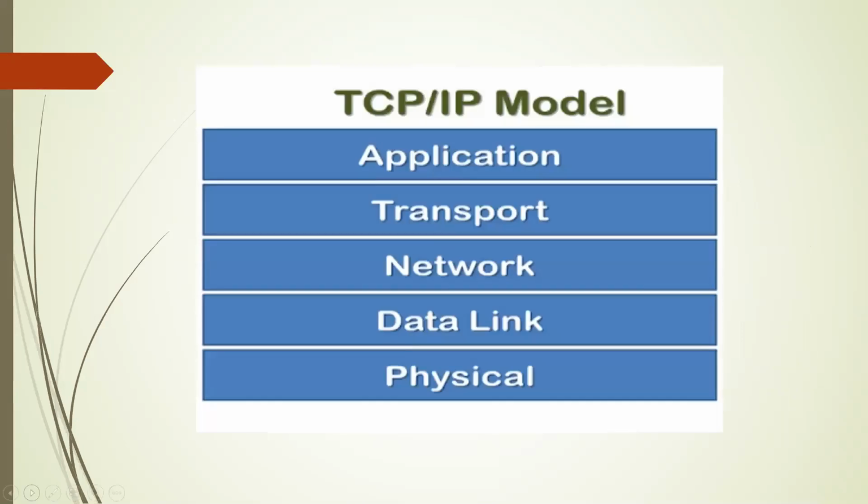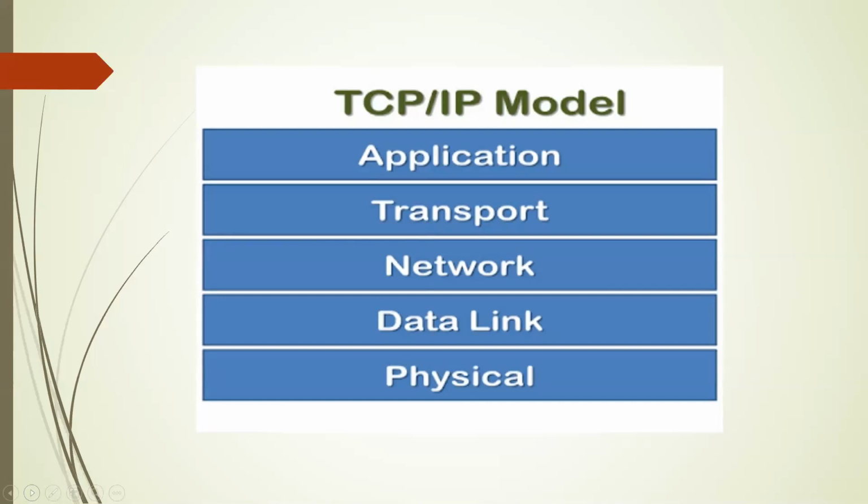This is the diagrammatic representation of the TCP/IP model. Physical layer, data link layer, network layer, transport layer, and application layer. These are the different layers which are present in the TCP/IP model.